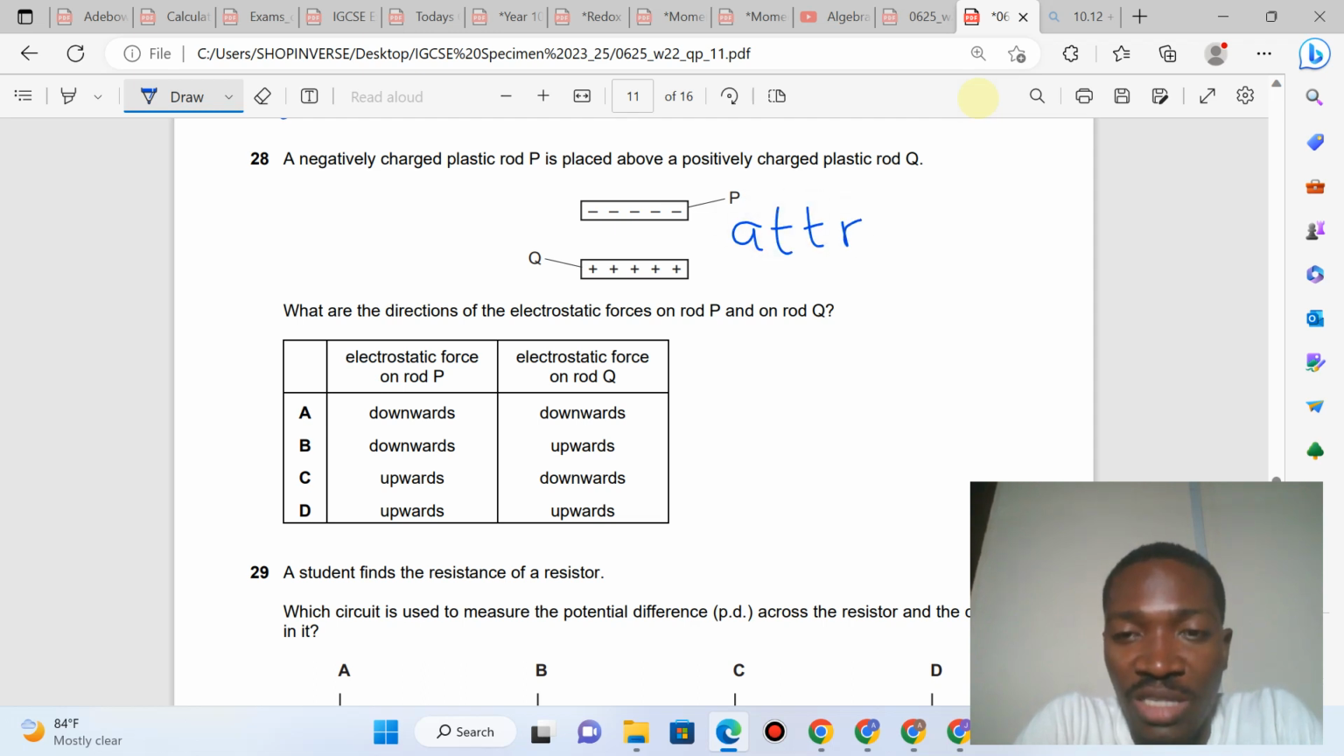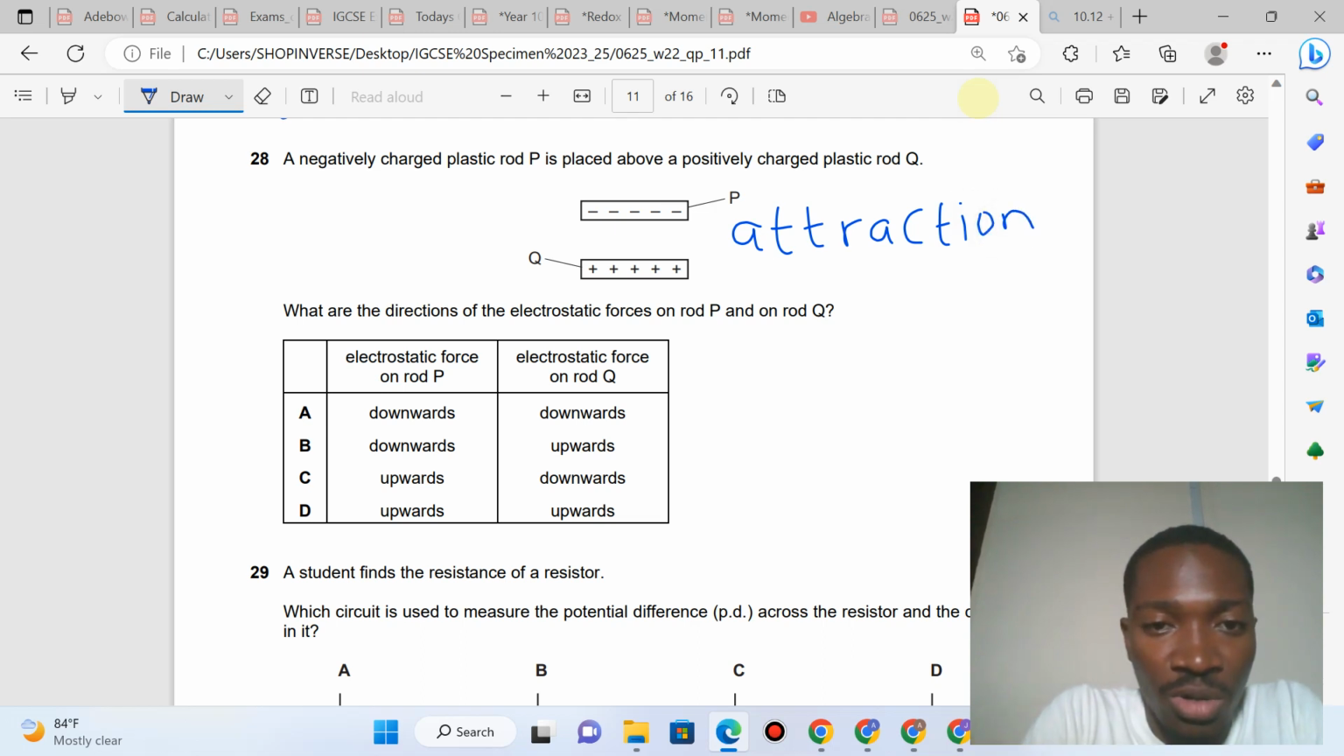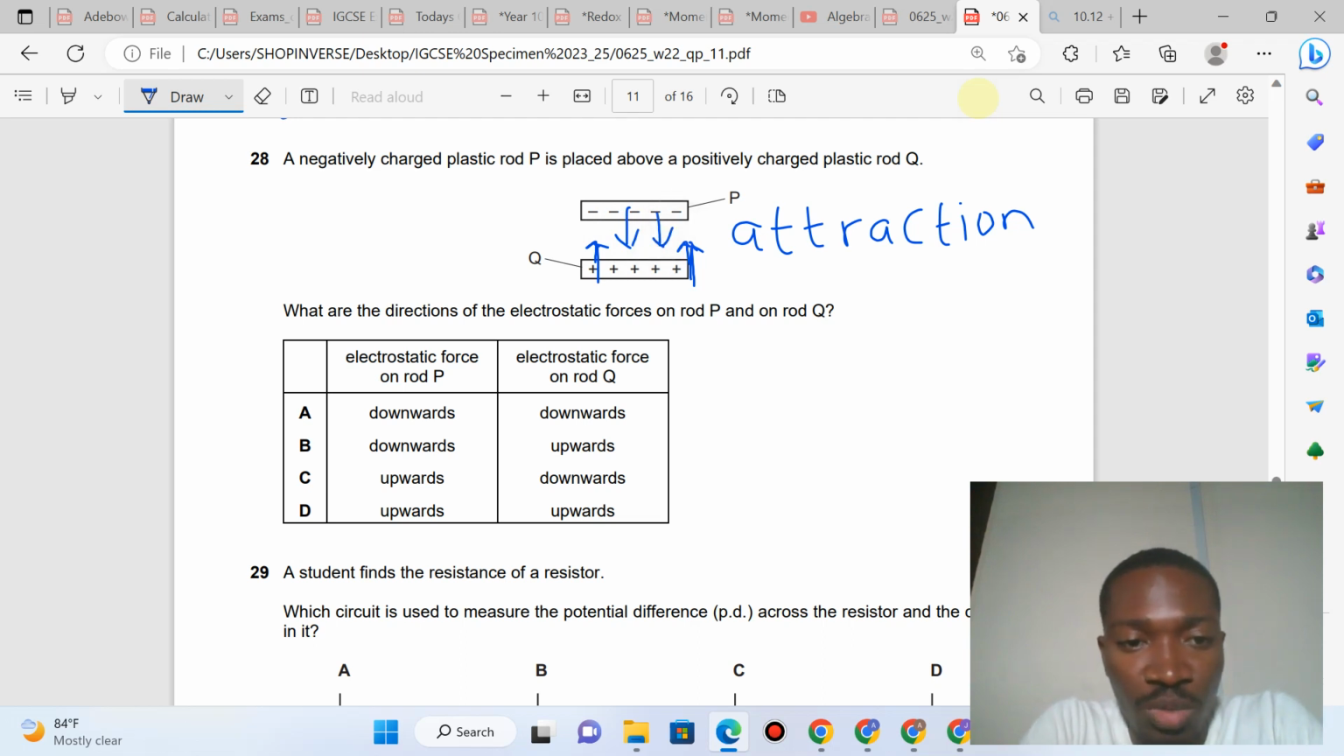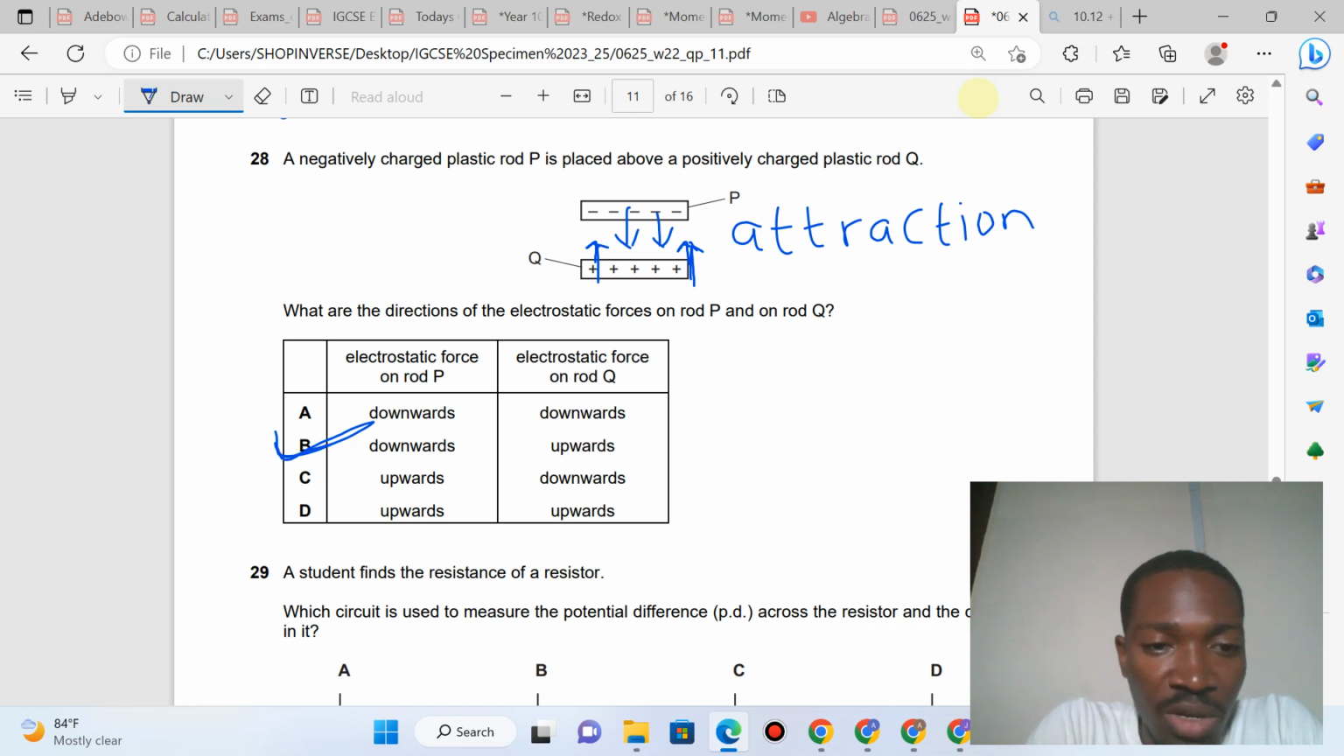According to the law of electrostatic charges, unlike charges attract, while like charges repel. So here there will be attraction. That means the force on Q will be in a direction that is taking it towards P, and the force on P will be in a direction that is taking it towards Q. That means the force on P will be downwards and the force on Q will be upwards. That makes option B the correct answer.